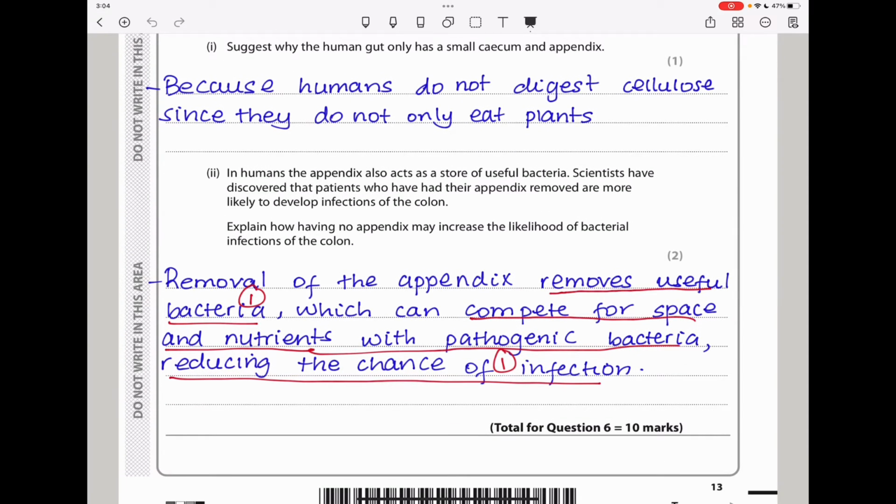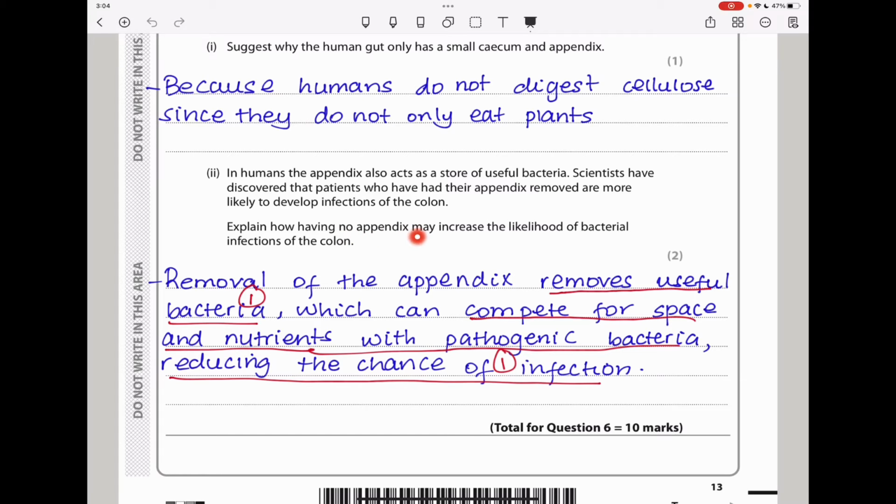So in humans, the appendix also acts as a store of useful bacteria. Now, when they say useful bacteria, it means they're not pathogenic. So scientists have discovered that patients who have had their appendix removed are more likely to develop infections of the colon. Explain how having no appendix may increase the likelihood of bacterial infections in the colon.